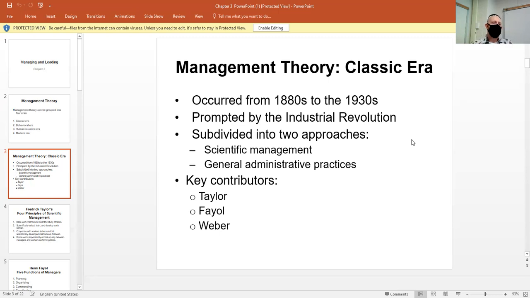So don't fret as you're going through this stuff and you're like, okay, 1880s to 1930s is the classic era. I've got to remember those dates. The contributors during this time are Taylor, Fayol, and Weber. Get the gist of the different trends and thought processes during each time frame. It's not so much about trying to kill yourself remembering the names, because you can come back and find them.